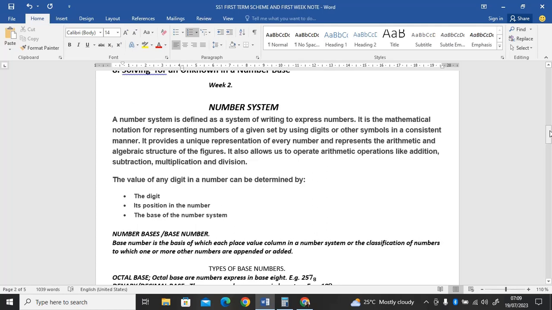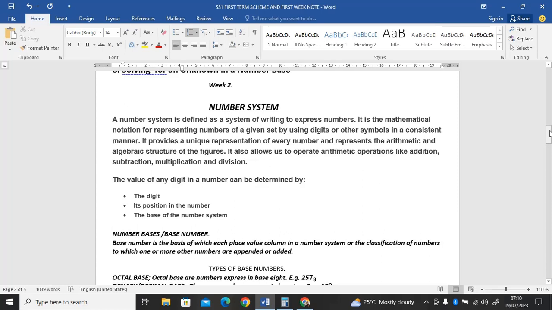Now, a number system is defined as a system of writing to express numbers. It's just like when someone says, okay, write 55 for me. Write 55. Write 627. You write 627. Okay, write 62 plus 3. You write it. So these are number systems. It's just the way of representing numbers, the same thing as when you have vocabulary in English. So how do you represent these things? The same thing with mathematics.